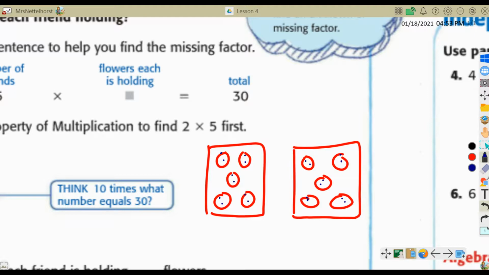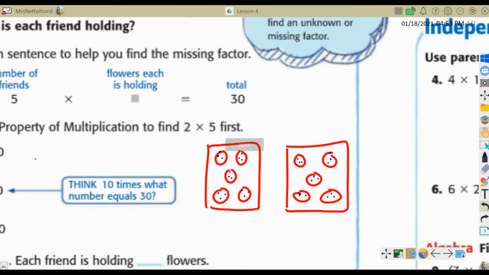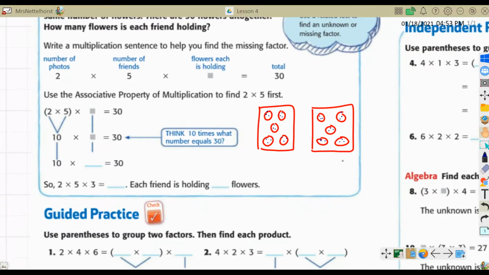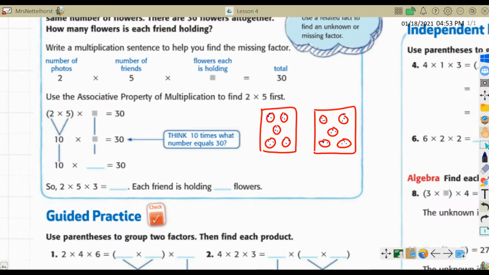And then I keep going because I'm not to 30 yet. 21, 22, 23, 24, 25, 26, 27, 28, 29, 30. Now I'm up to 30. Aha! They're each holding 3 flowers. So now I know what number I'm looking for to make sure that I do this right. Okay, so let's do it just with numbers now. I'm going to switch to highlighter.